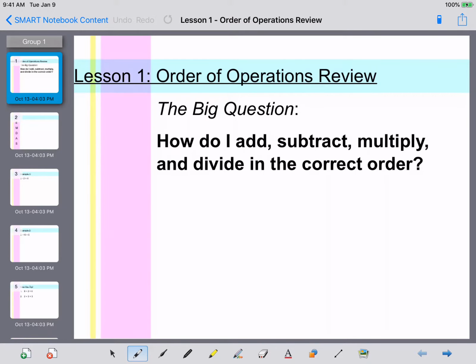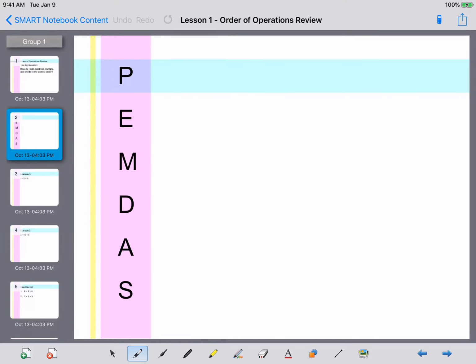Welcome, young mathematicians. This is Lesson 1, Order of Operations Review. The big question in today's lesson is how do I add, subtract, multiply, and divide in the correct order? To answer that question, we are going to review something called PEMDAS. This might be familiar to you and it might be new, but either way, we're going to talk about it.